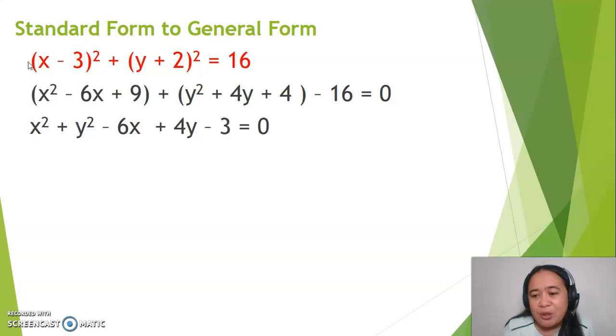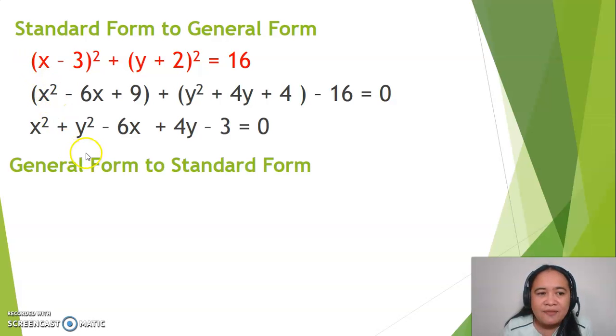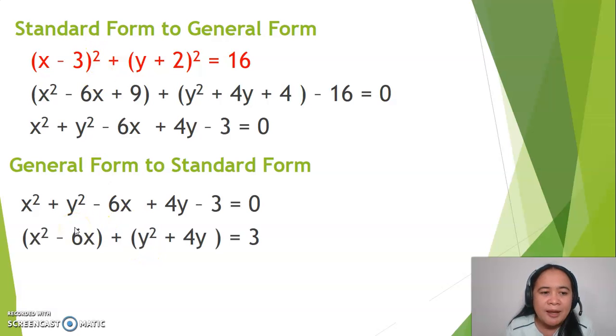Now, what if we will reverse it? So we will have general to standard. So given this general form, we will reverse this to standard form. To do that, first step, group all x terms, group all y terms, and transfer the constant to the other side. So transferring −3, it will end up with 3.